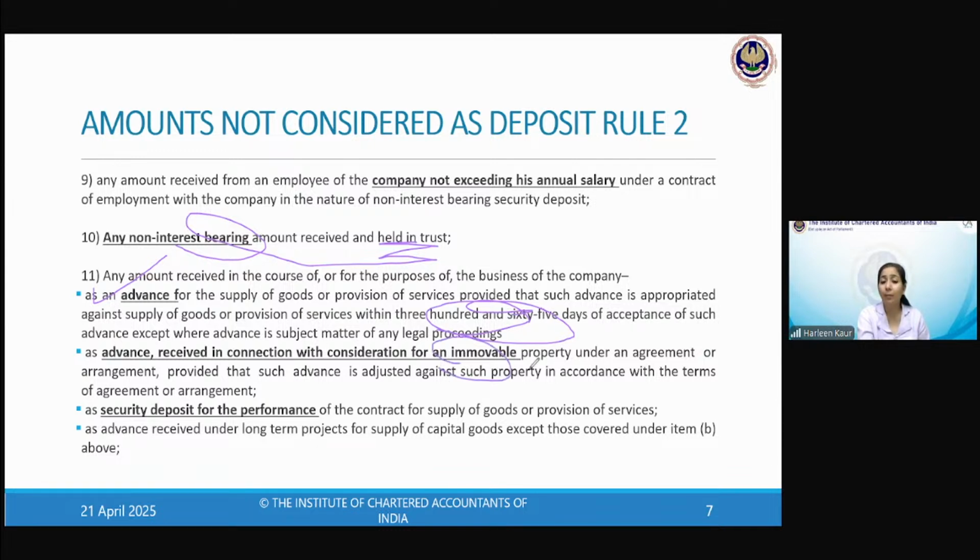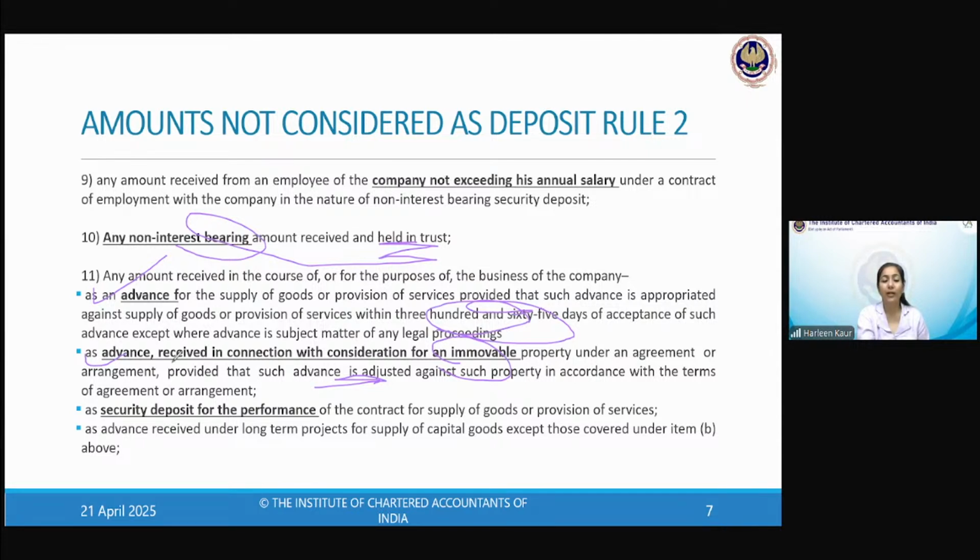Similarly, advance with consideration of immovable property. Any big house you are buying, any such things that you are buying, and this advance is adjusted later on, then this is not considered as a deposit. It is generally considered as down payment, right? Amount of deposit that you have given. Yes, 366 days deposit. Bilkul sahi. Okay. So any advance you have given for immovable property, that is also not a deposit.